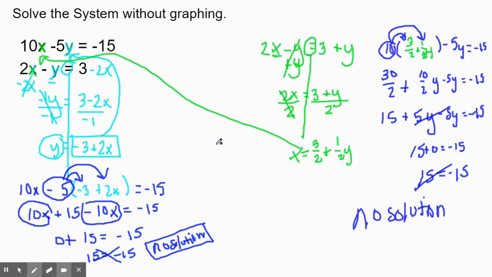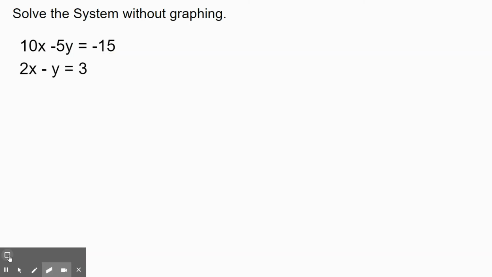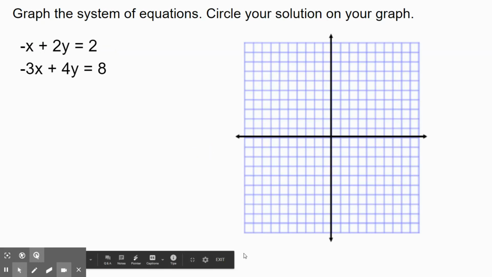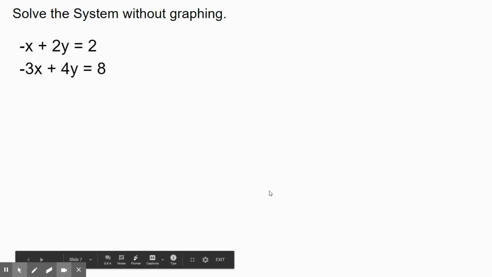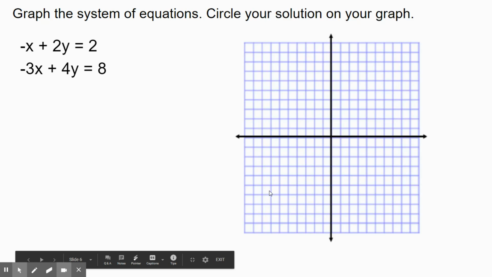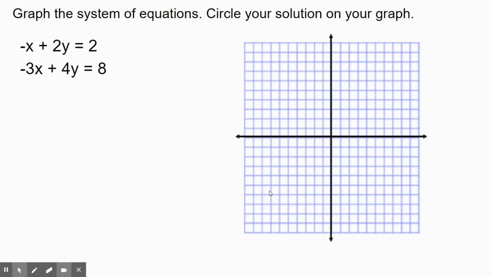All right, so if you're still with me, you have written down all this work. And what you're going to do is, for homework tonight, you're going to complete this last problem. You're going to solve it with both graphing and substitution. So you're going to graph it, and then you'll solve it with substitution. Okay, we're going to go over this problem as our warm-up tomorrow, so please make sure you get it done.